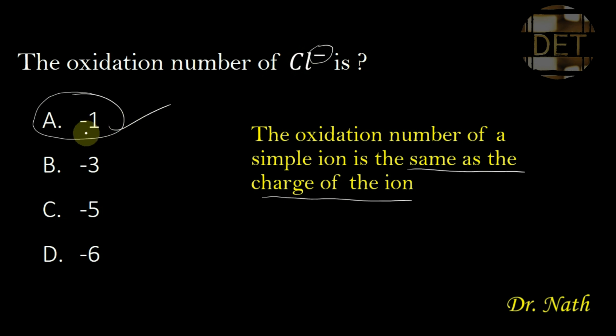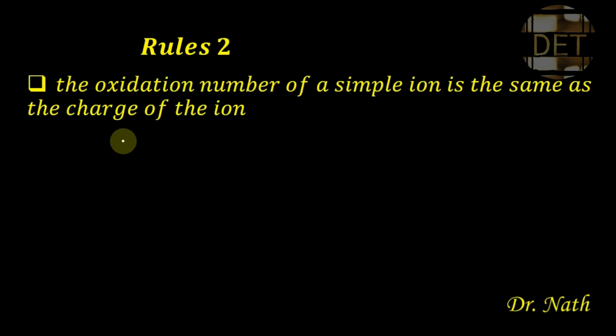Why is it -1? It is -1 because chloride has a charge of -1. And like we said from rule 2, the oxidation number of a simple ion is the same as the charge of the ion. Chloride has a charge of minus 1, and so the oxidation number is -1. Very simple rule to remember.